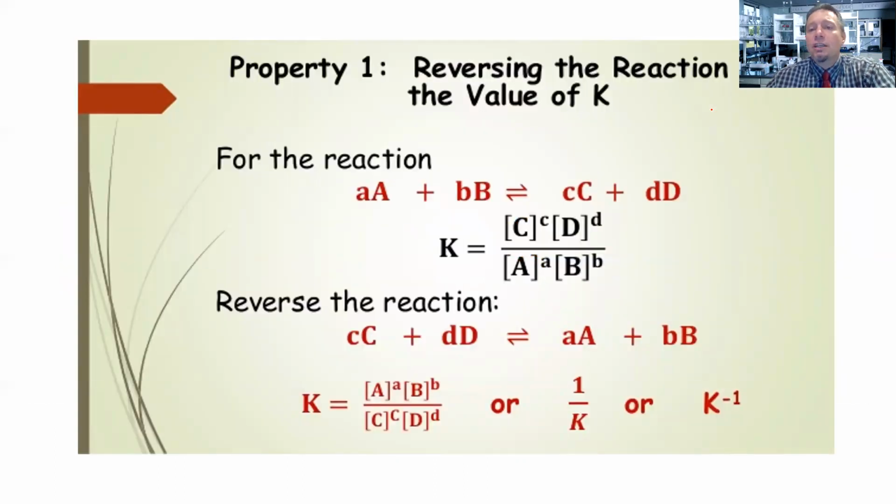So, reversing the reaction. If you are given a K value and you're told that the reaction is reversed, please make note of this. The K value for the reverse reaction is 1 divided by the K value. That's a really important concept. If you're given a K for the forward reaction and it asks what the K value would be for the reverse reaction, it's simply 1 divided by K. So please make a note of that.